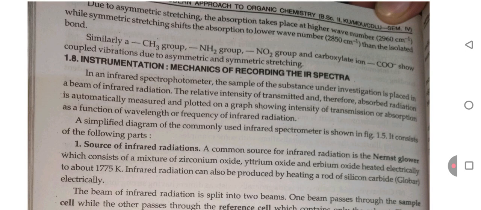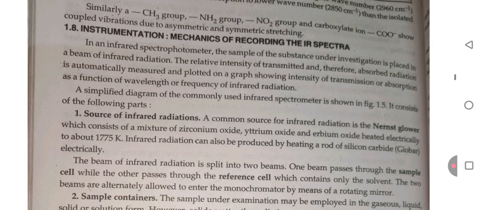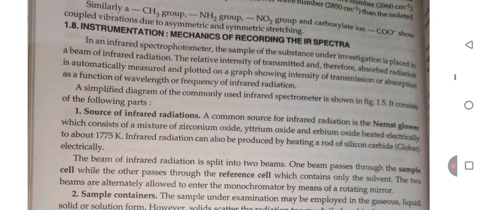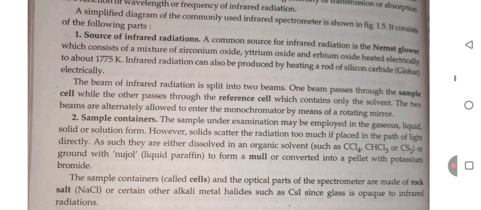Instrumentation: mechanics of recording the IR spectra. In an infrared spectrophotometer, the sample of the substance under investigation is placed in a beam of infrared radiation. The relative intensity of transmitted and therefore absorbed radiation is automatically measured and plotted on a graph, showing intensity of transmission or absorption as a function of wavelength or frequency of infrared radiation.